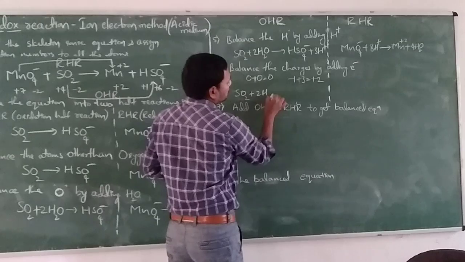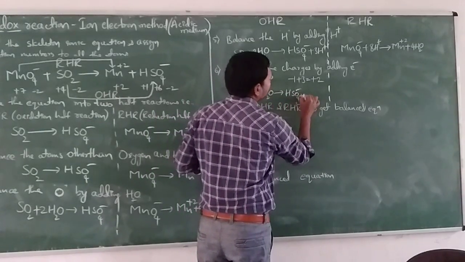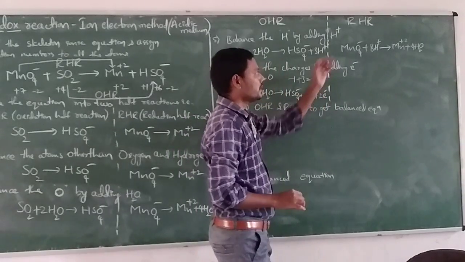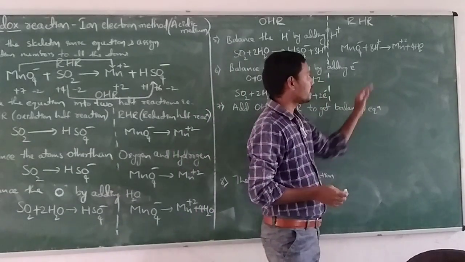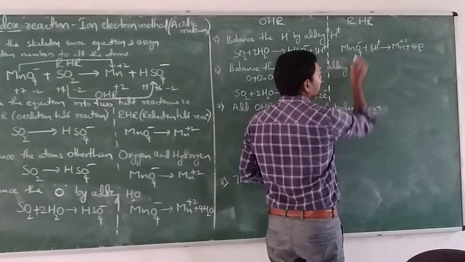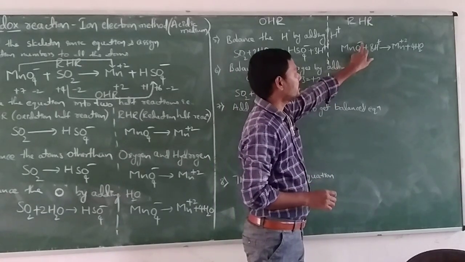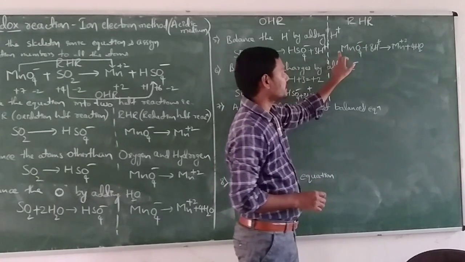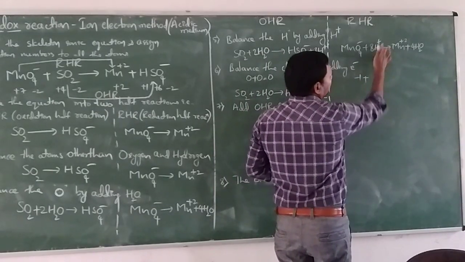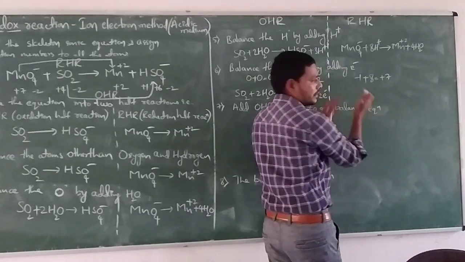plus 2 water molecules gives rise to HSO4 minus plus 3H plus plus 2 electrons. In the same way, in the reduction reaction, we are adding the electrons on the left side, the reactant side. Now we can calculate the charge on the left side. How many charges are there here? Minus 1. What is the coefficient? 1. Minus 1 into 1. Minus 1, plus 1 into 8, plus 8. Total plus 7 on the left side.